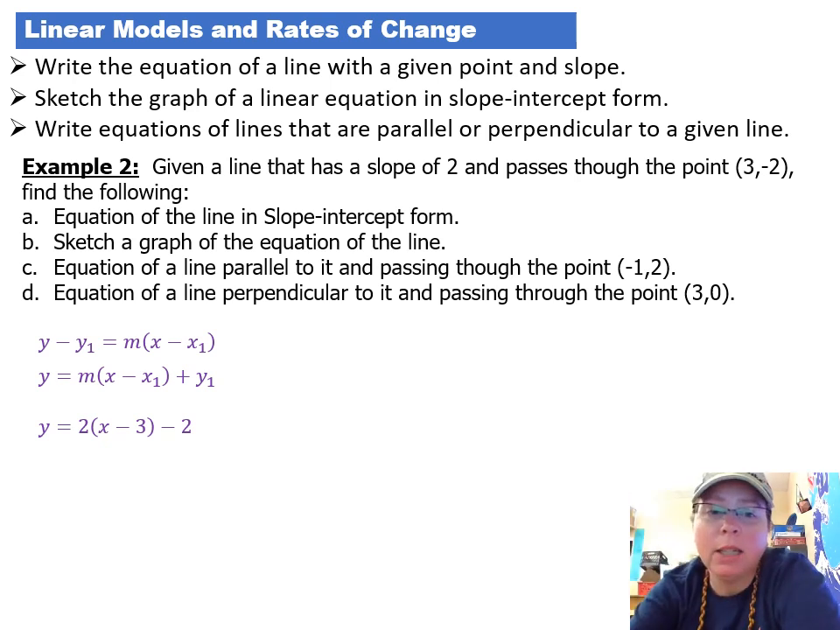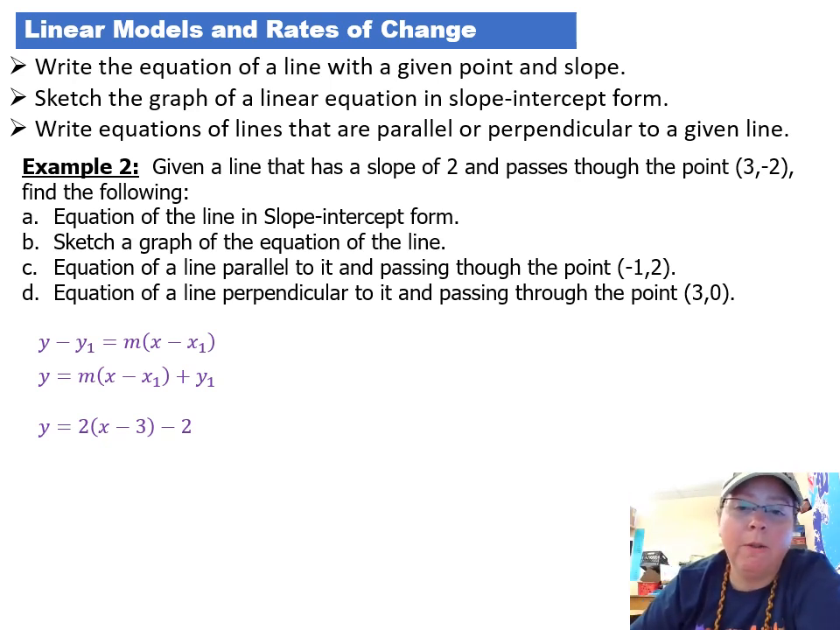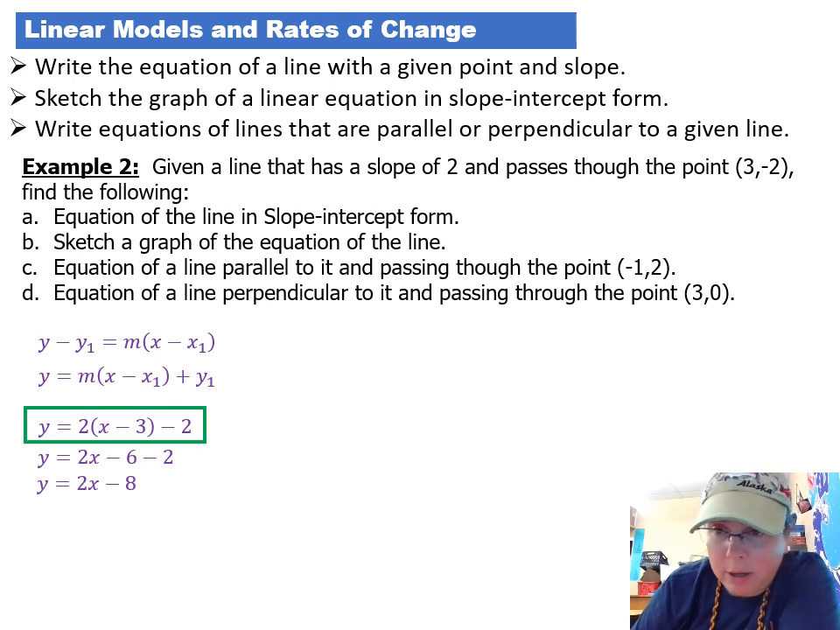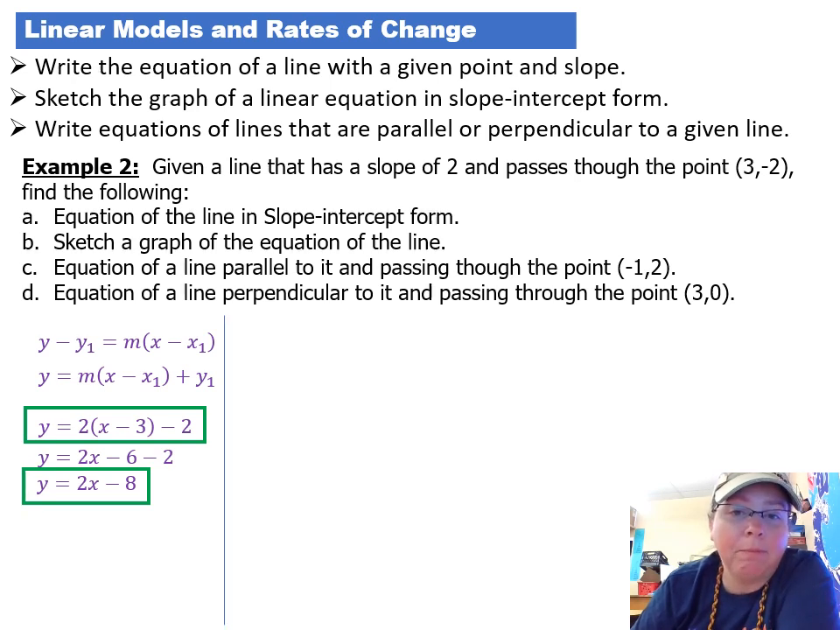Most times, I can stop here in calculus. I don't need to go any further. But this does ask for the slope-intercept form, so I just need to simplify that right-hand side. So multiply through by 2, so 2x minus 6 minus 2, so that's 2x minus 8. So there's the point-slope equation of the line, and there's the slope-intercept equation of the line.